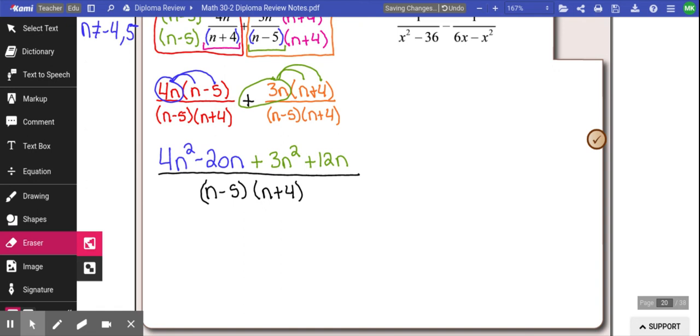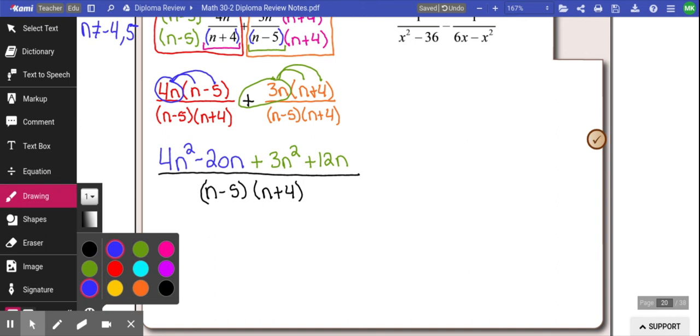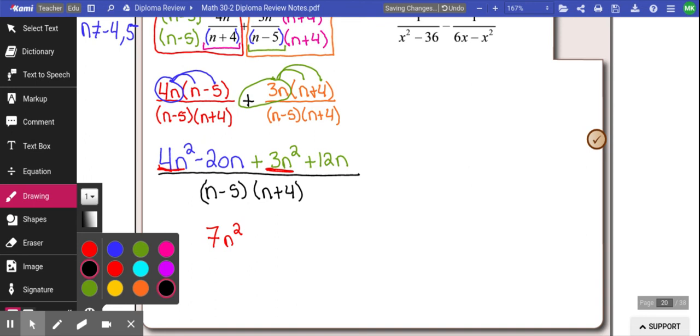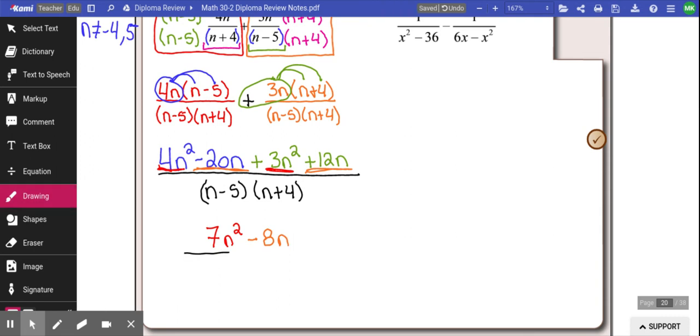Before you can reduce it, you need to collect like terms with adding and subtracting. There are a lot of like terms on the top. I have a 4n squared and a 3n squared. That would add to be 7n squared. I then look over here and I have negative 20n plus 12n. That would equal negative 8n. And then it's still divided by n minus 5, n plus 4.